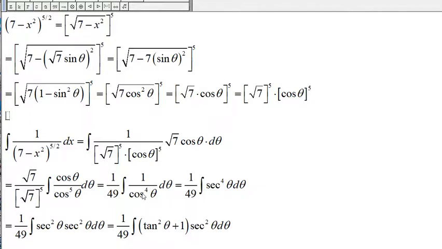1 over cosine to the fourth is secant to the fourth. Well, let's write secant to the fourth as secant squared times secant squared. And then rewrite the first secant squared as tangent squared plus 1. The reason we want to do this is because we will use u substitution here and let u be tangent of theta, and the derivative of tangent of theta is secant squared. That's why we rewrite the first secant squared theta as tangent squared theta plus 1.